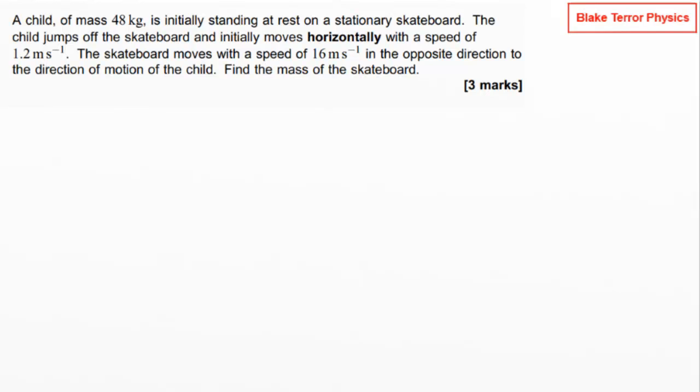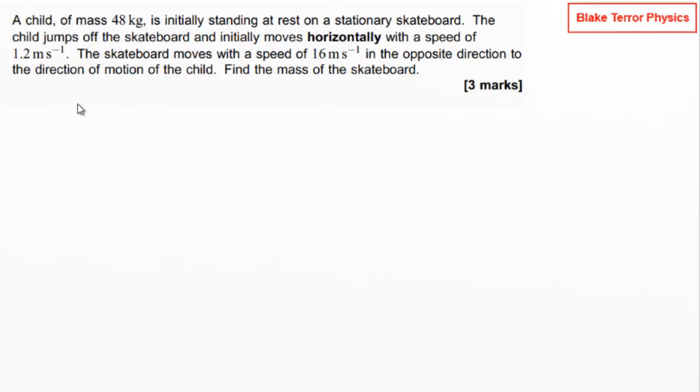Right, so in this first question we've got a child of mass 48 kilograms standing at rest on a stationary skateboard. The child jumps off the skateboard, initially moves horizontally with a speed of 1.2 meters per second. The skateboard moves with a speed of 16 meters per second in the opposite direction to the direction of motion of the child. So find the mass of the skateboard.